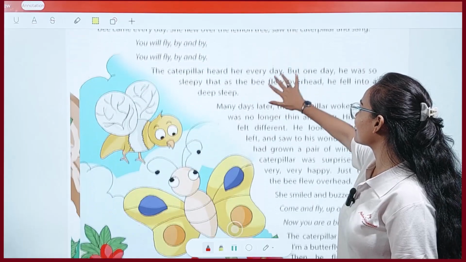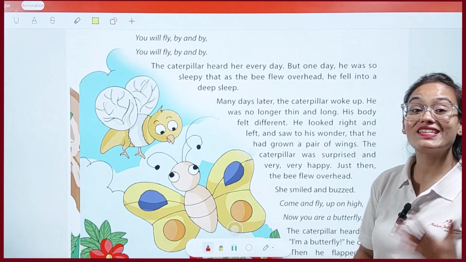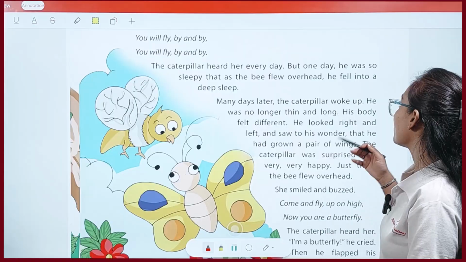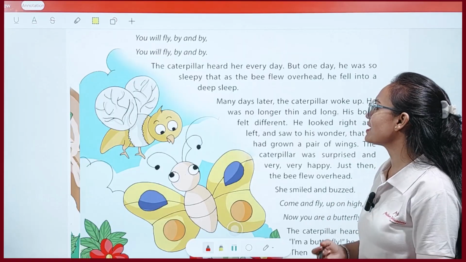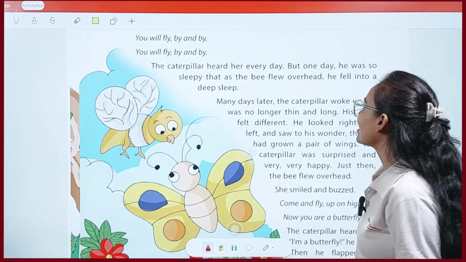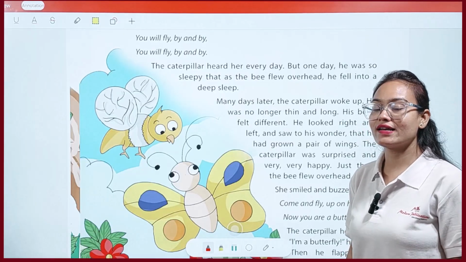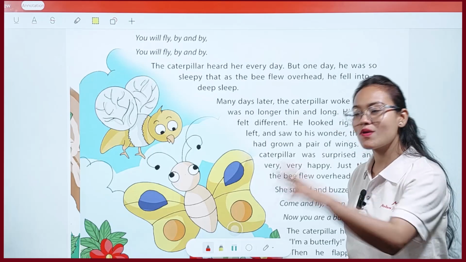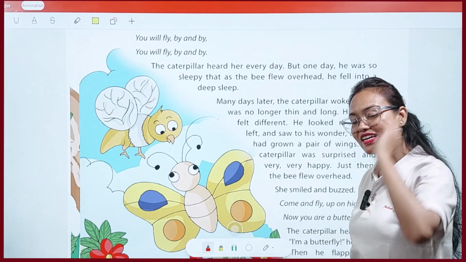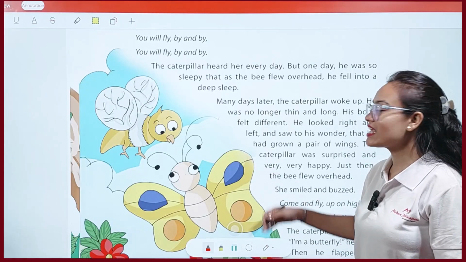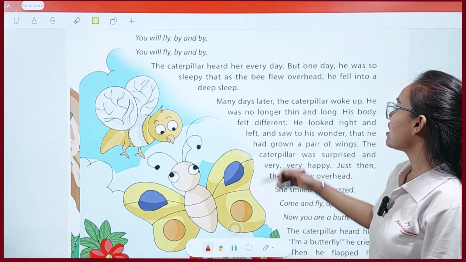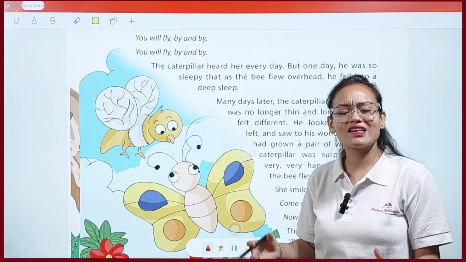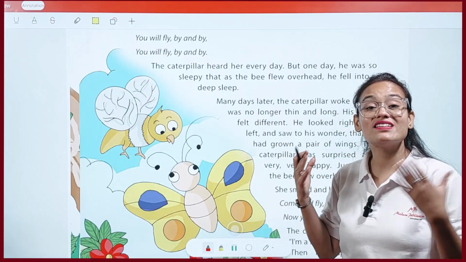The caterpillar heard her every day. It became a daily routine for the caterpillar to listen to the song sung by the bee. But one day he was so sleepy that as the bee flew overhead, he fell into a deep sleep. But one day, the scenario changed. What happened? One day, this caterpillar was in such a deep sleep that he didn't notice the honeybee fly over his head. Many days later, the caterpillar woke up.